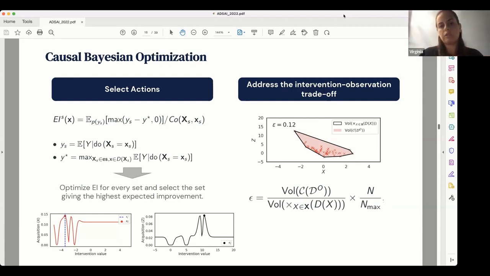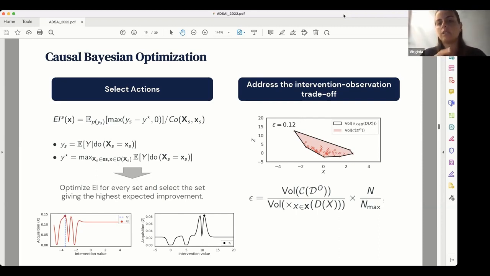Now, the last element of this causal Bayesian optimization algorithm is this epsilon greedy sort of criteria that allows us at every iteration in the Bayesian optimization loop to decide whether to observe or to intervene. We decide according to this epsilon, which is determined by this formula here. I'm just going to give you an intuition. The idea is that we want to decide whether to observe or to intervene based on how much of the input space that we are interested in exploring is covered by the observational data.